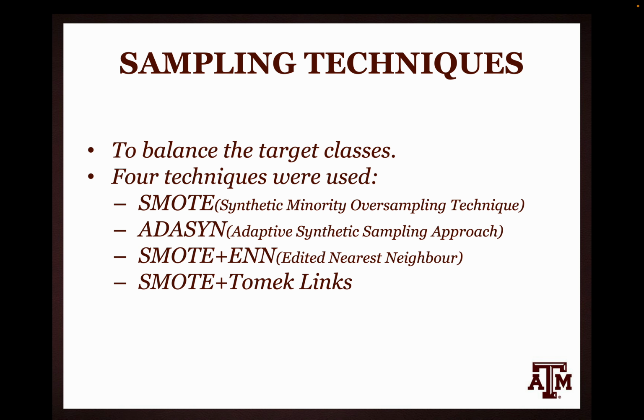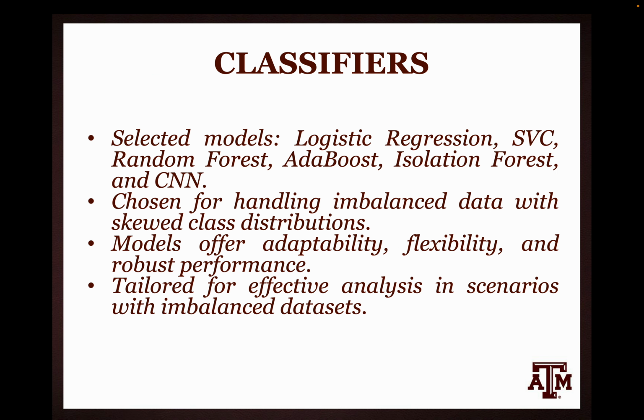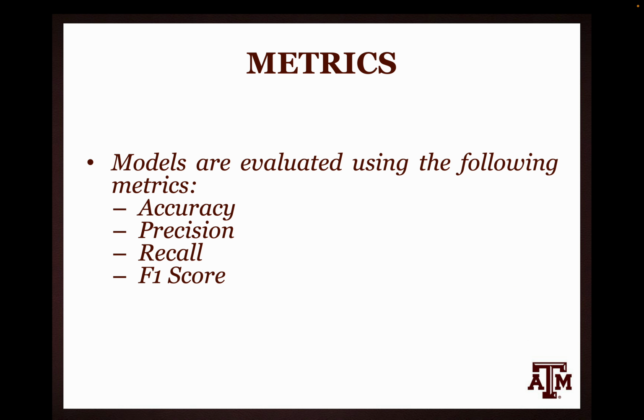For the sampling techniques, we employed SMOTE analysis, ADASYN, which stands for Adaptive Synthetic Sampling Approach, SMOTE plus ENN, that is Edited Nearest Neighbors, and SMOTE plus Tomek links, which is a form of condensed nearest neighbor, to balance the target classes. Coming to the classifiers, we selected logistic regression, SVC, random forest, AdaBoost, isolation forest, and CNN for our models because they are flexible and adaptable, especially in the case of imbalanced datasets. We evaluated all our chosen models on 4 metrics: accuracy, precision, recall, and F1 score.